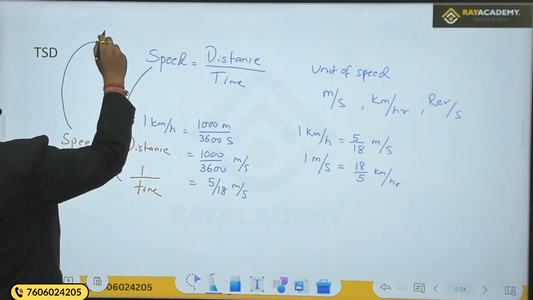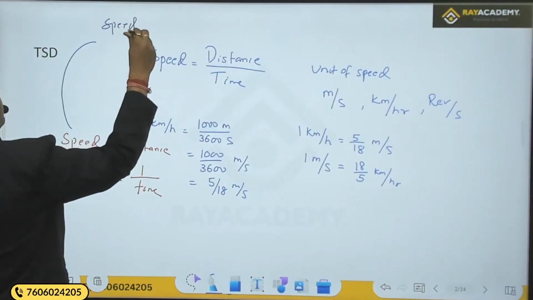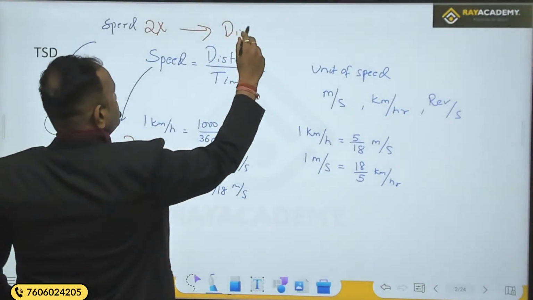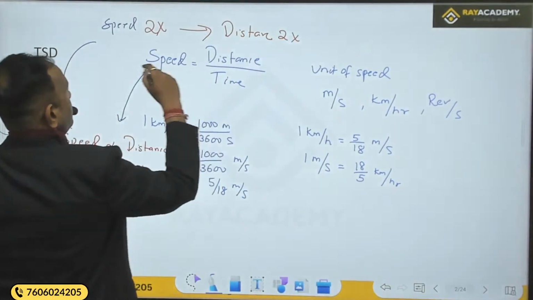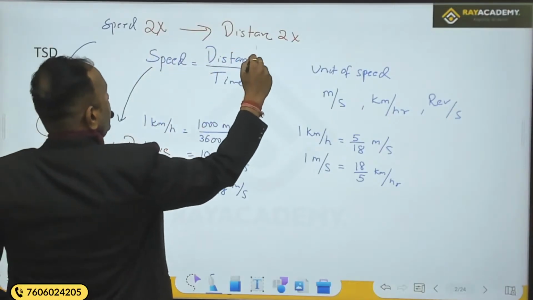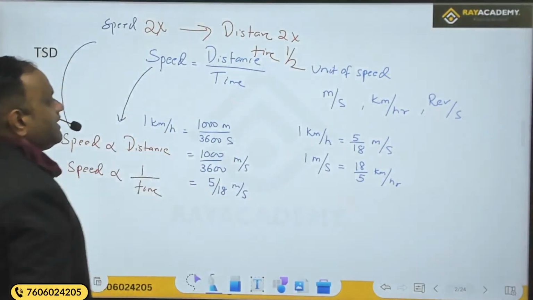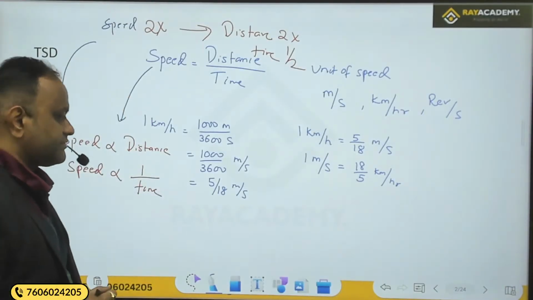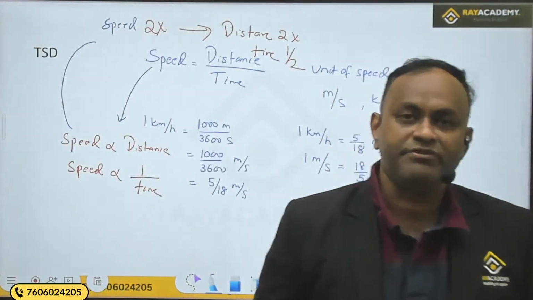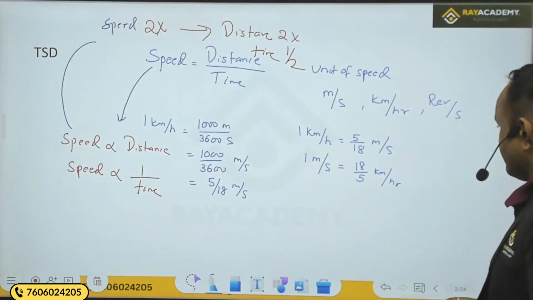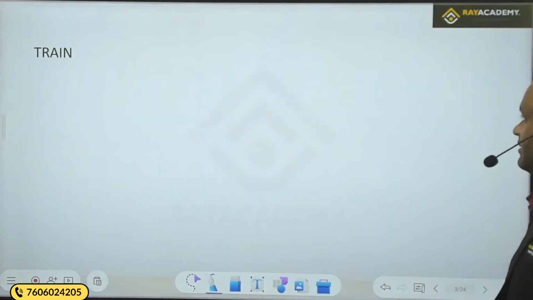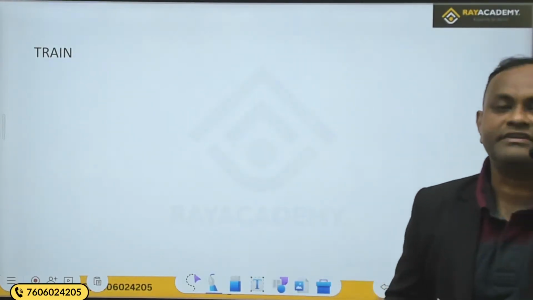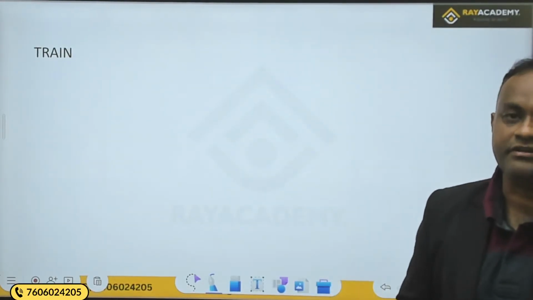Suppose speed becomes double, then distance will also be 2 times. Let's say speed doubles, then time will be half. So if you know the relationship, then sometimes it becomes very easy to solve a few questions. Mostly we can save time, which is important in your competitive examination. So basically we covered all the basic time, speed, distance formulas.